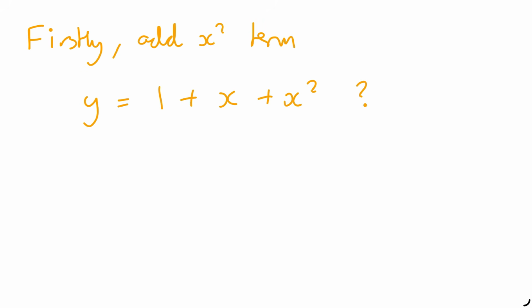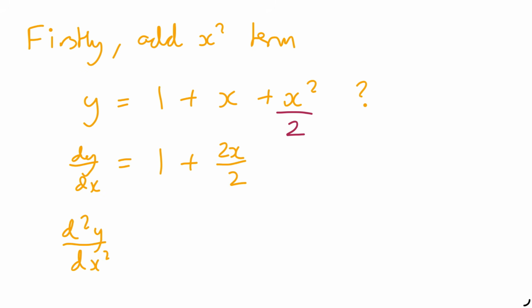So if we want our approximation to improve, we need to add in an x squared term, and this time we can't just write x squared, but have to write x squared over 2, because when you differentiate, you end up multiplying by 2.